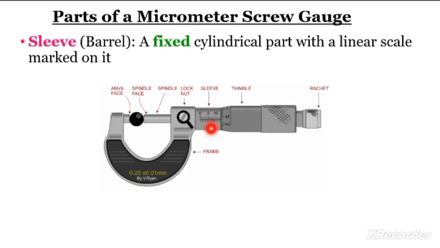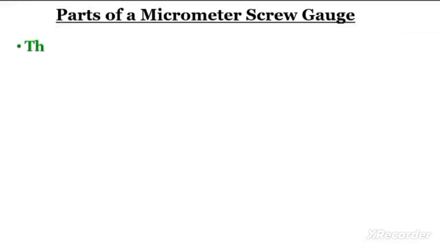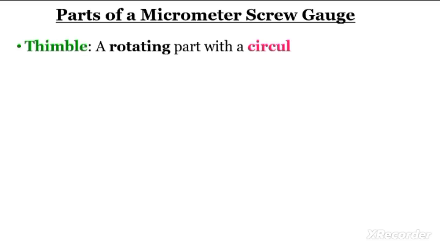cylindrical part with a linear scale marked on it. Okay. Or we can say the straight scale marked on it. So the scale which is here is in a circular dimension. This one is in a linear dimension. So this is the sleeve. So the sleeve is also called a barrel. So the next part that we are going to look at is the thimble. Okay, so the thimble is a rotating part with a circular scale.